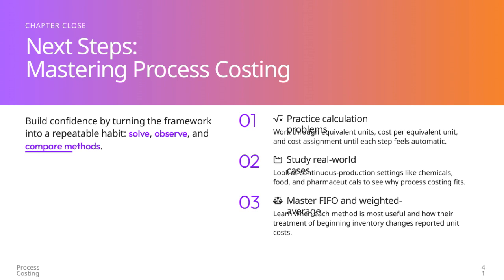Finally, focus on mastering both the FIFO and weighted average methods. Understand when each method is most useful and how they differ, especially in how beginning inventory is treated, since this impacts reported unit costs significantly. Getting comfortable with these variations will really sharpen your skills. By following these next steps, you'll be well on your way to mastering process costing and confidently applying it in various scenarios.